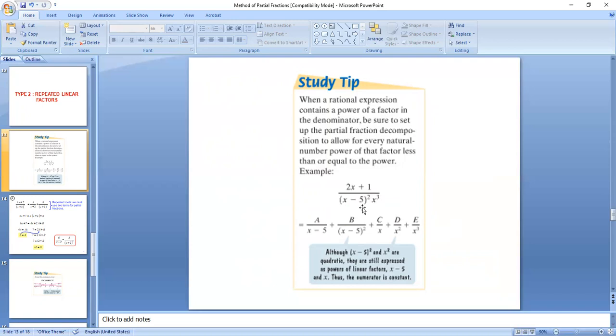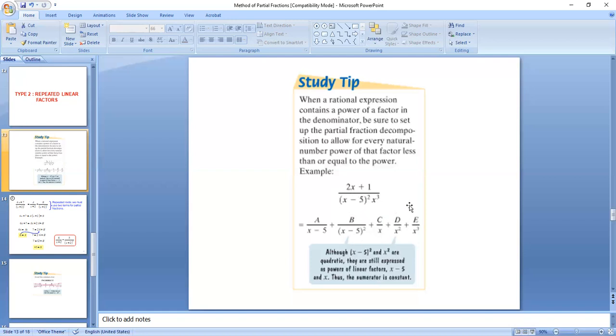How do you write, or how do you break down or decompose it into its partial fractions? So this is how you do it. You have A over x minus 5 plus B over (x minus 5) squared. Should this be a 3, you should have here a C over (x minus 5) cubed. You get it? That's how you write the equivalent partial fractions of a repeated linear factor. This is a repeated linear factor.